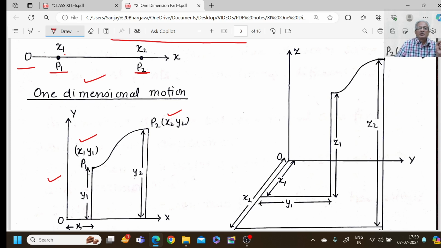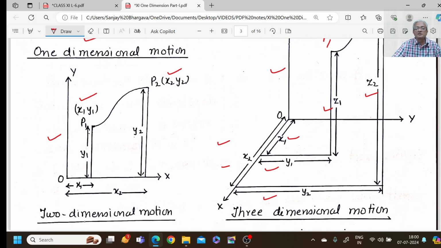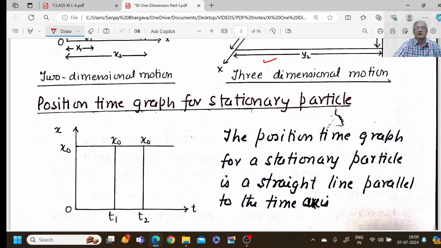Here we have 3-dimensional motion, x, y and z. We again are moving from a point P1 to P2. P1 is described by x1, y1 and z1. P2 is described by the coordinates x2, y2 and z2. We can drop the perpendiculars to mark the 3 distances as in the figure. All the distances here, this would be x1, x2, this would be y1, y2 and these distances would be z1 and z2. Since three coordinates are changing simultaneously with respect to time, the motion is said to be three-dimensional motion.